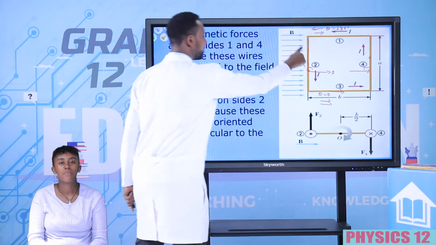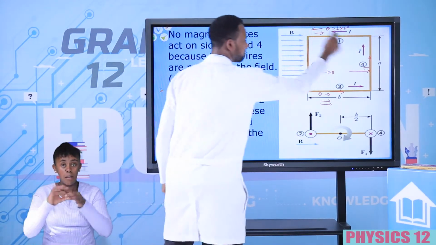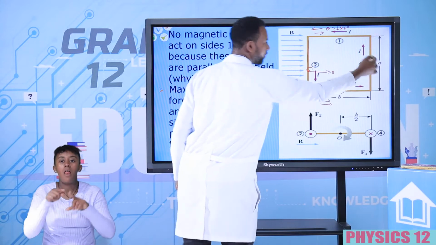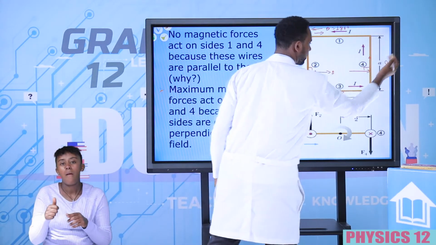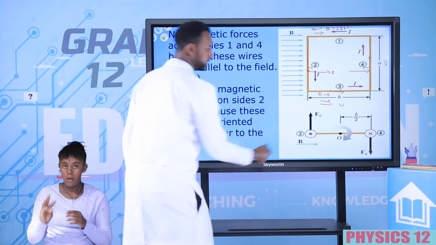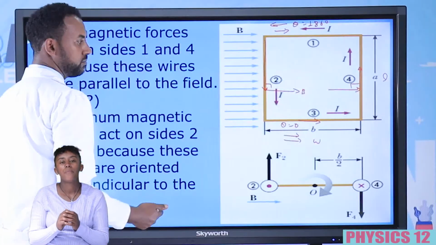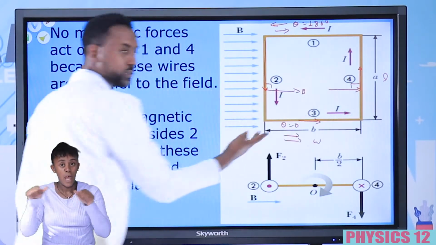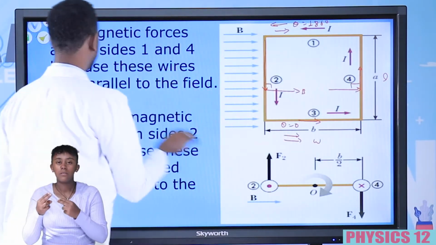Therefore, the force exerted on this segment, since it carries a length of L, or it's possible to say A, okay? You can call it L, and this one you can call it W or B. To find the area, length times width, it's possible to use length and width.